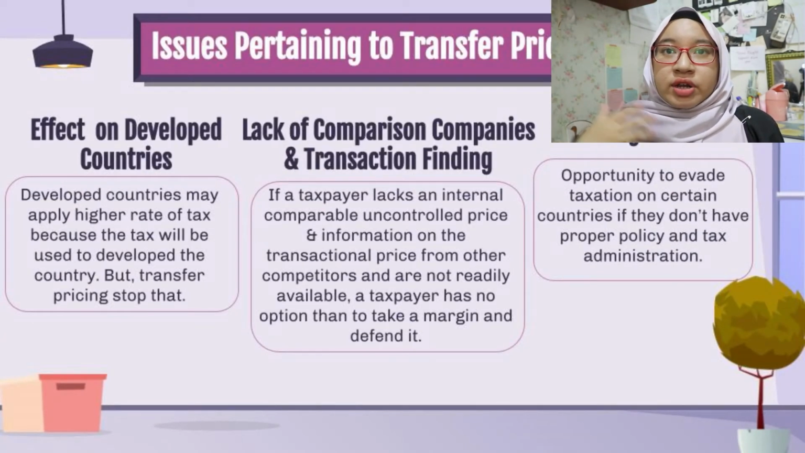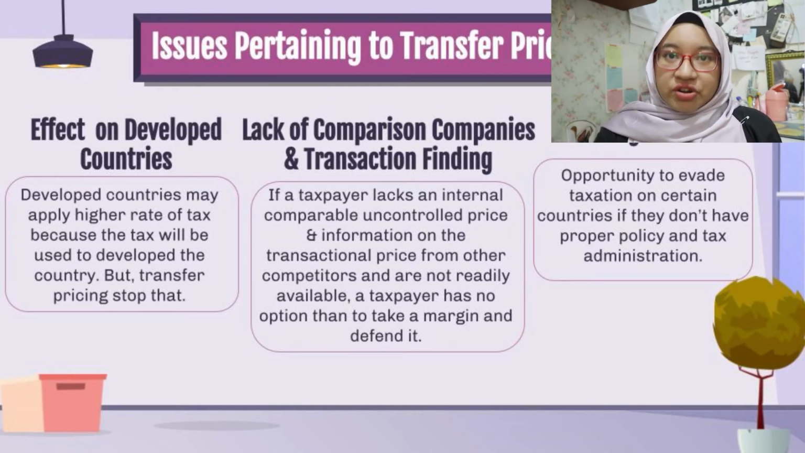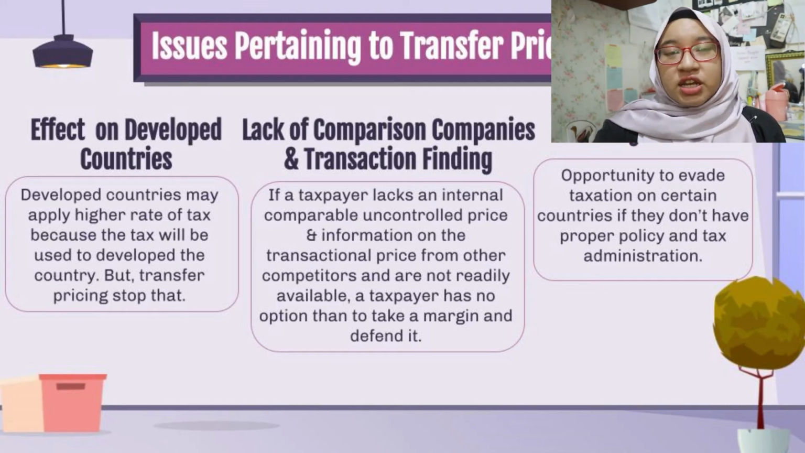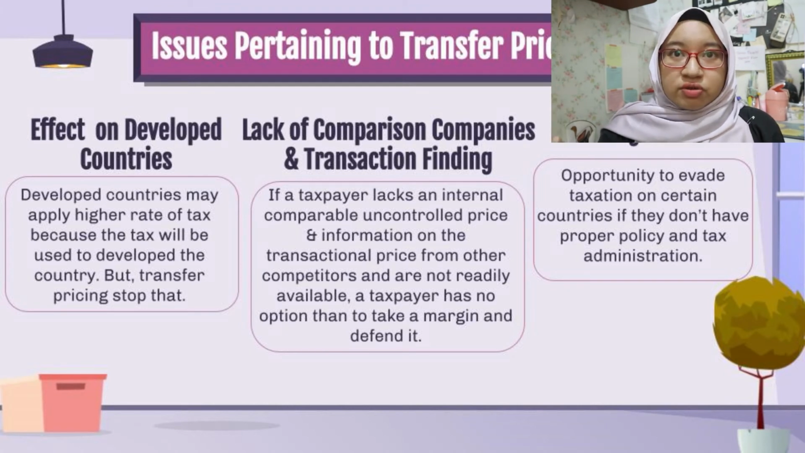So with transfer pricing, we can shift the revenue from a higher tax rate country, that is the developed country, to a lower tax rate country. So the revenue that is supposed to be the developed country's revenue is shifted to the lower tax rate country, so the overall tax paid is reduced, but it will affect the actual revenue that the country might have in order to develop the country.